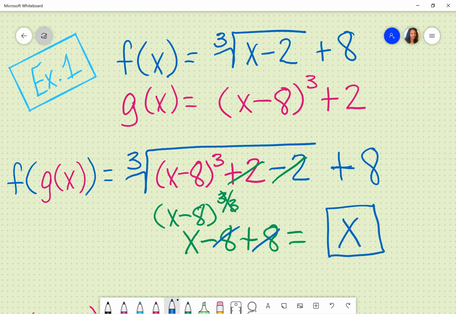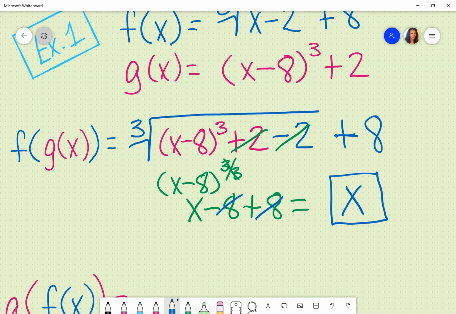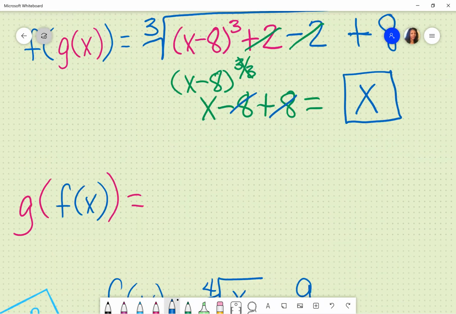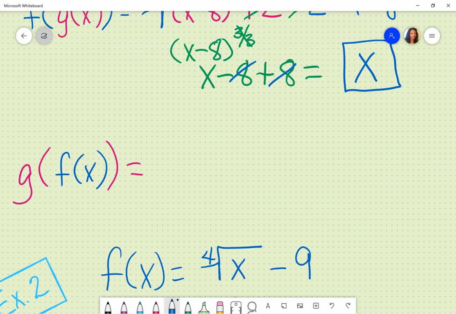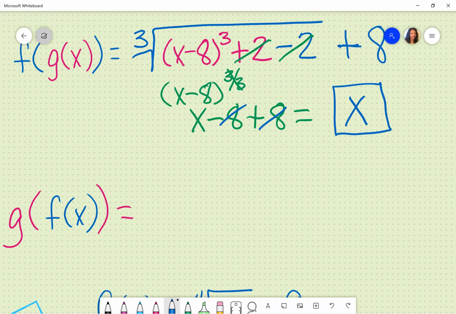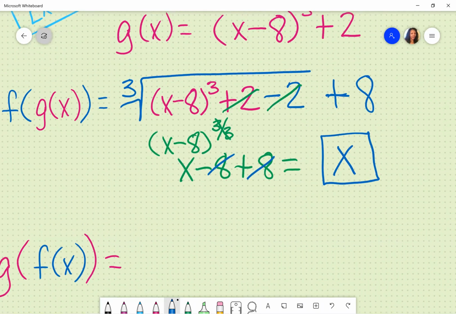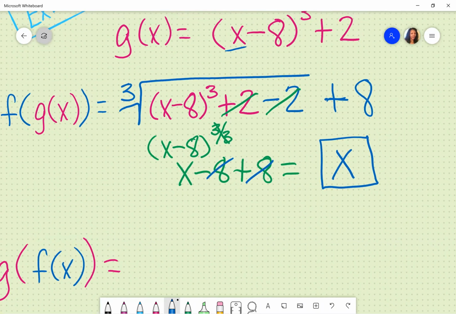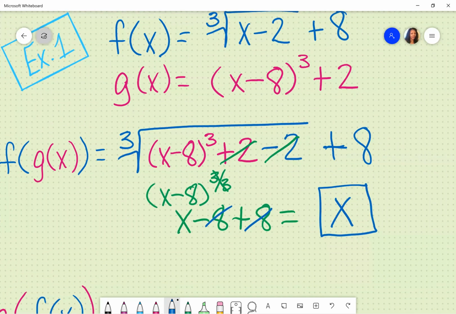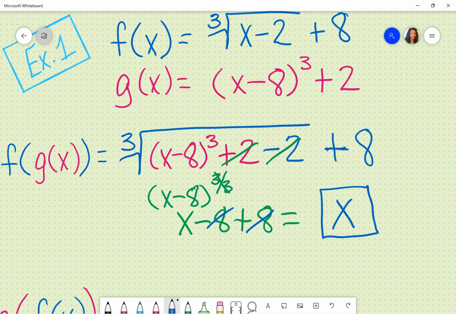I can't just do it for one function, though. I have to do it for both composite functions to see if they are, in fact, inverses of each other, because we're trying to compare them. So this time, g is on the outside, so I'm going to build from g. g also starts with the x, which means that I'm going to go back to my f of x, and that's what I'm going to put first. But it's in parentheses, so I got to keep up with that.